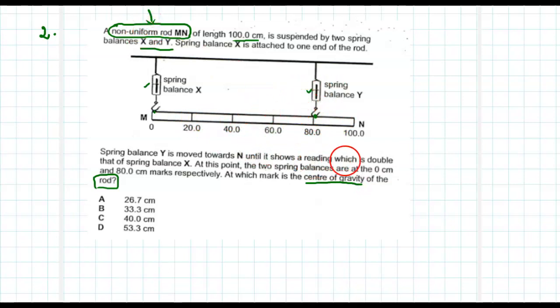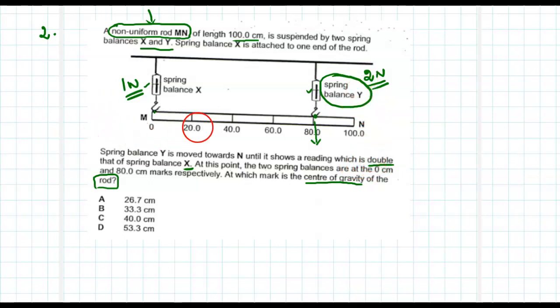And what is the given information? The reading on spring balance Y is double that of spring balance X. So here you can say 2 Newton force is acting to pull this upwards. The spring balance is pulling the rod upwards, right? The rod pulls the spring balance downwards and the spring balance pulls the rod upwards. So the reading here is 2 Newton. Here it will be 1 Newton according to the question. The question says, not me, the question.